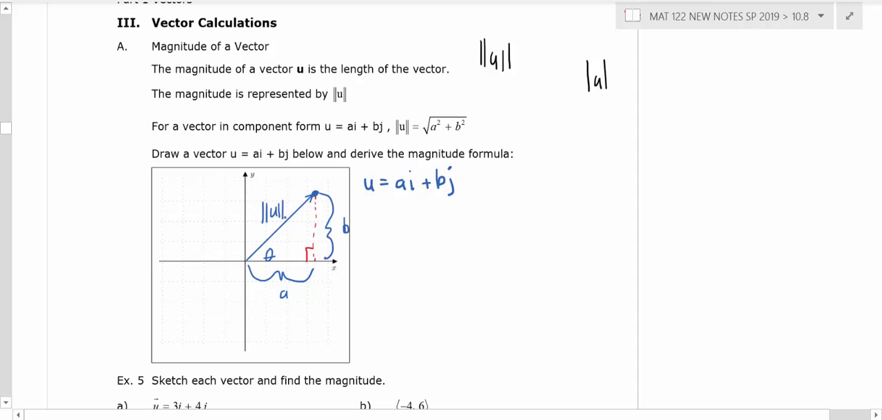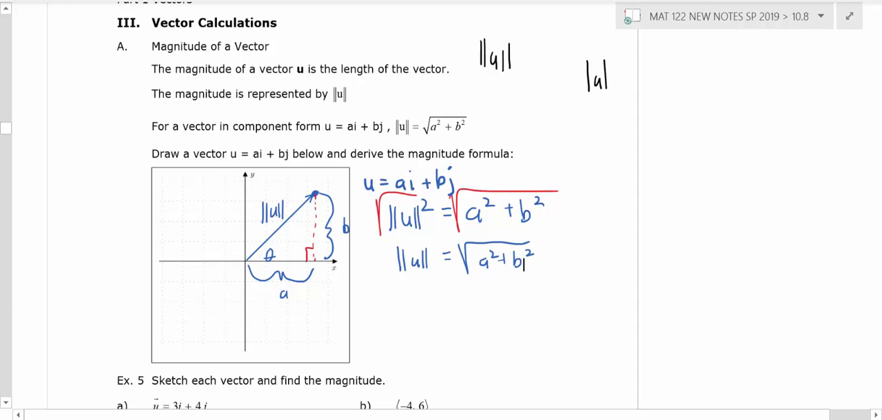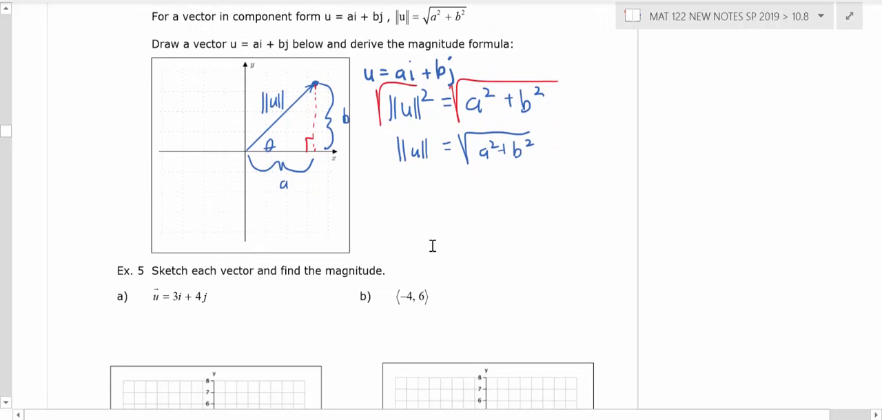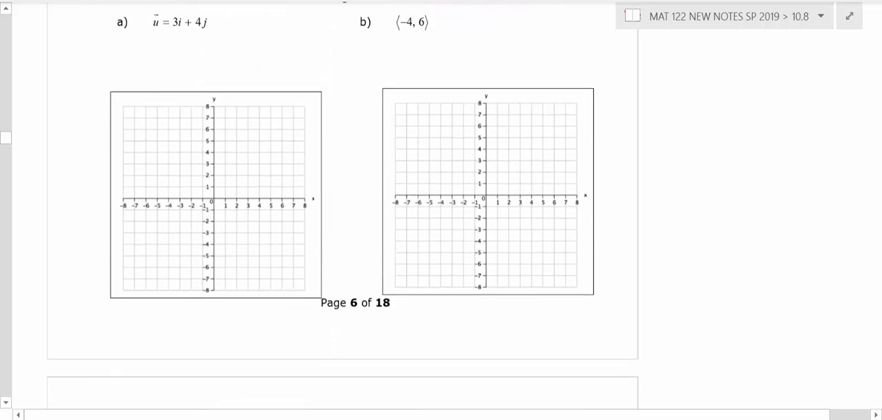Well, we have the Pythagorean theorem, so a squared plus b squared is c squared. The square of the hypotenuse is equal to a squared plus b squared. Then you square root both sides, so what you end up getting is the magnitude of the vector u is the square root of a squared plus b squared. So it's nothing new. It's just the Pythagorean theorem. You're finding the length of the hypotenuse of a right triangle. So that's the idea.